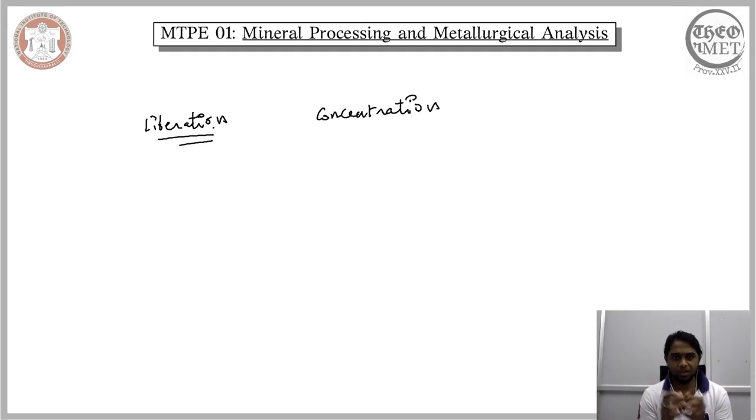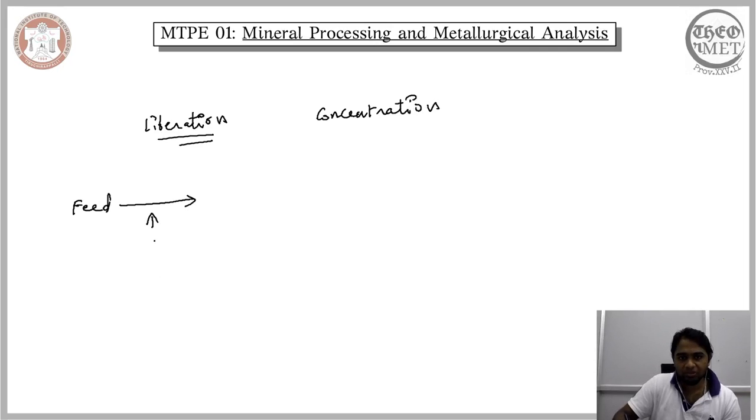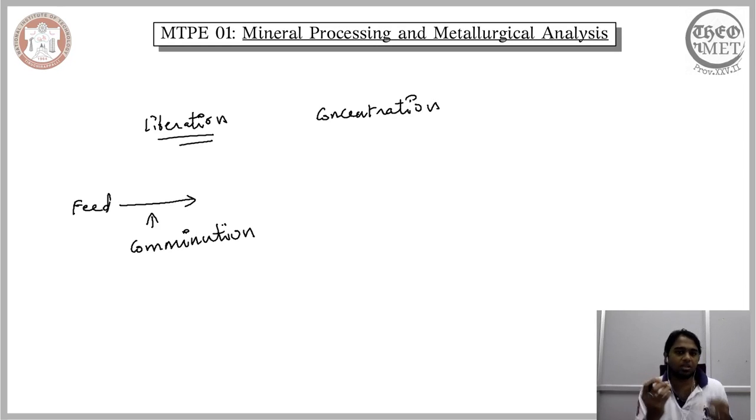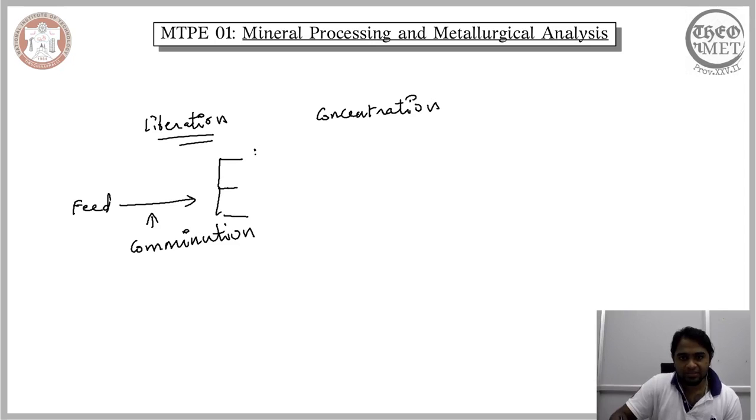Now, we saw in the previous lecture that the process of liberation involves a particular process chain. It follows a particular flow chart. This flow chart begins with a feed. This feed is nothing but the mined out large sized particles. So this feed is fragmented into smaller pieces. We impose comminution on this feed, meaning we fragment the larger mined particles into smaller pieces.